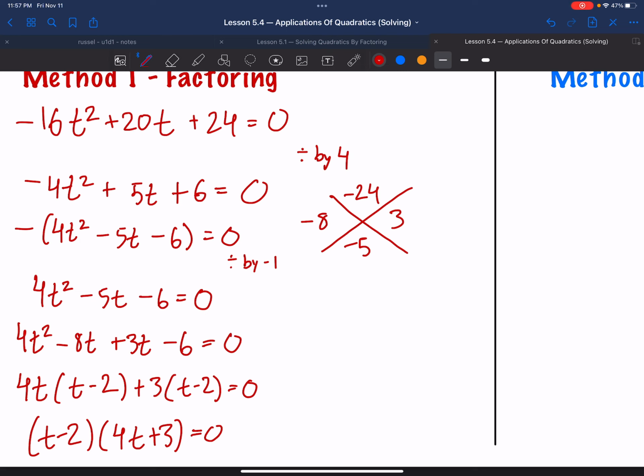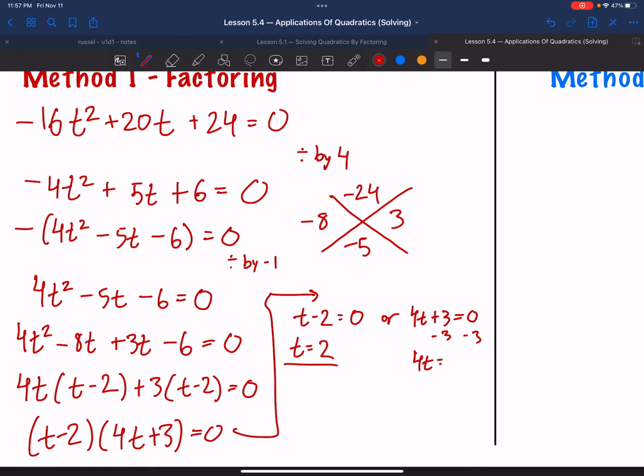So then either t minus 2 equals 0 or 4t plus 3 equals 0, because I want to figure out, using the zero product property, what makes these factors go to 0. Here I just add 2. And then here I'm going to subtract 3 from both sides to get 4t equals negative 3 and divide by 4, getting me t equals negative 3/4.